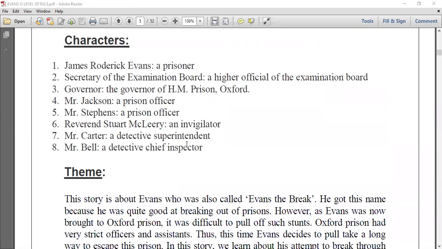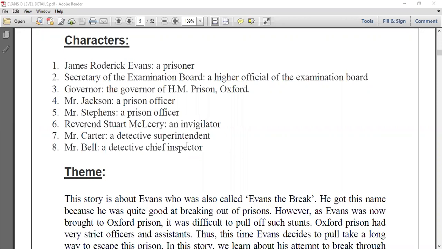You can see James Roderick Evans, a prisoner, our protagonist. The secretary of the examination board, a higher official of the examination board. The governor of HM Prison, Oxford. This is a prison. From here, Evans started to write. The secretary of the examination board arranged all those things with an understanding with the governor, since the governor requested. Mr. Jackson, a senior prison officer. Mr. Stevens, a junior prison officer to Jackson.